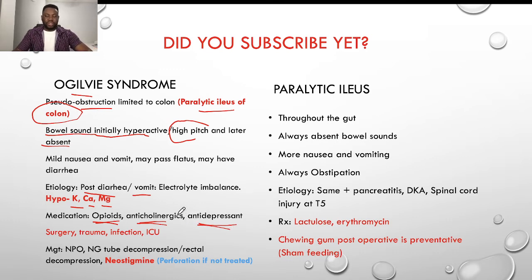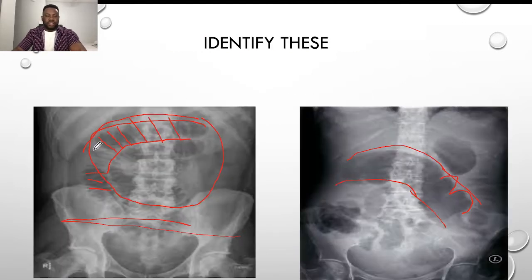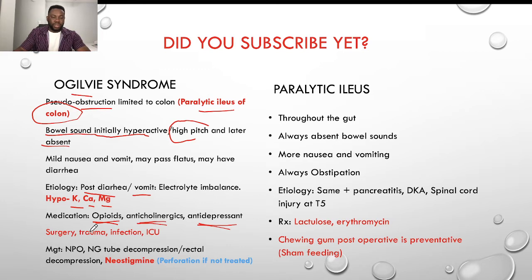And we said it was limited to the colon, so they will have this sign here, the colonic obstruction. That's what was the large intestinal obstruction pattern. That's what they will find when they do an abdominal X-ray for them. So treatment is surgery.